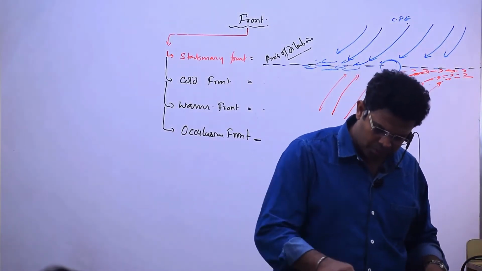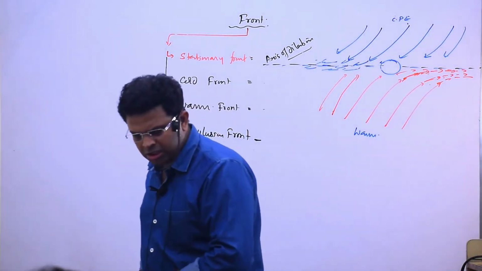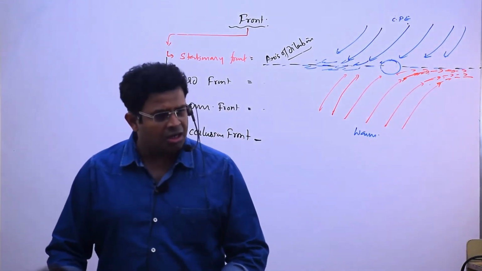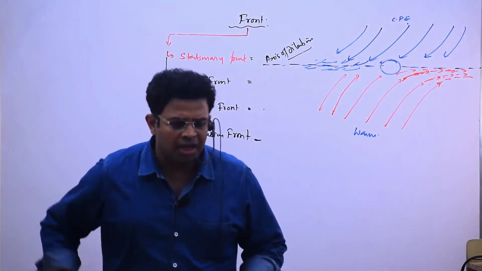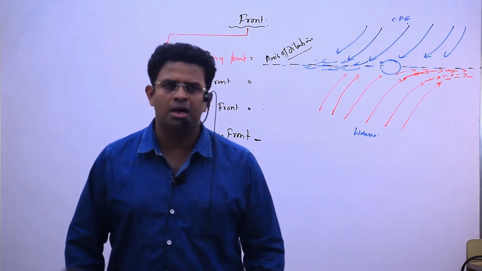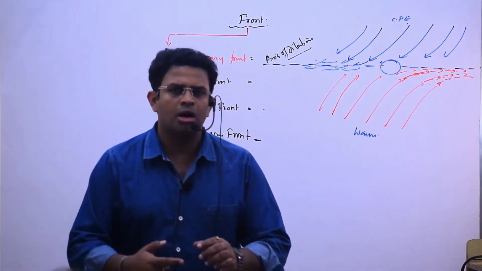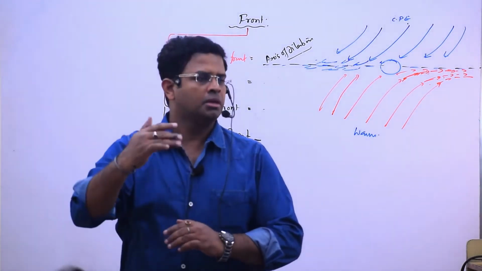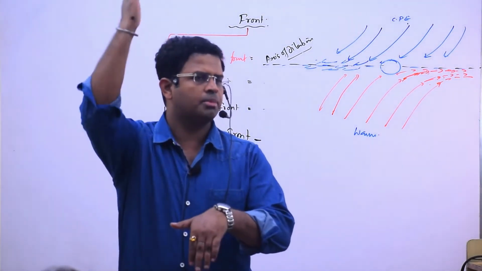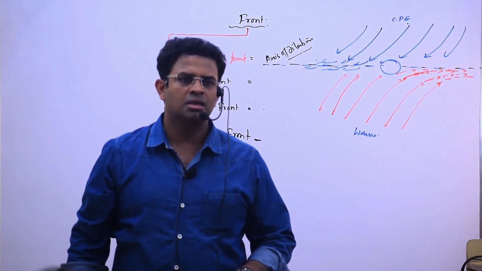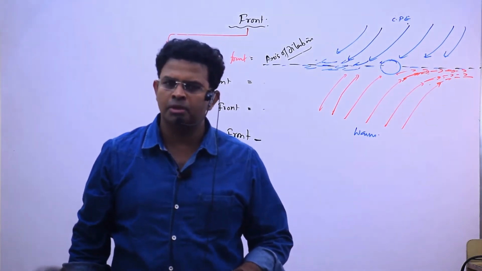Due to this there is a low pressure created, and cold polar westerlies started invading toward the center, and they invaded into the region of warm air mass in the south. And warm air mass raised up 4 to 5 kilometers high and became a cumulonimbus cloud. Which cloud did it become?